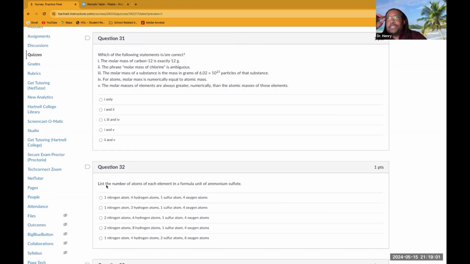It says, which of the following statements is/are correct? 1, the molar mass of carbon 12 is exactly 12. 2, the phrase molar mass of chlorine is ambiguous. 3, the molar mass of a substance is the mass in grams of 6.02 times 10 to the 23rd particles of that substance.